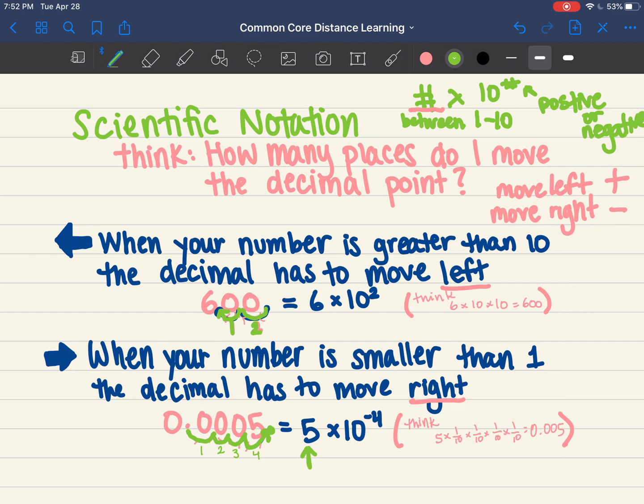Think about when we were talking about negative exponents, we flip them into the reciprocal. So we would really have 5 times 1/10, times 1/10, times 1/10, times 1/10. And if you think about 1/10 of a number times another 1/10 of that number, that's going to make your number small. So that helps us think about why we have a negative exponent: because we have a small number. Let me know if you have any questions.